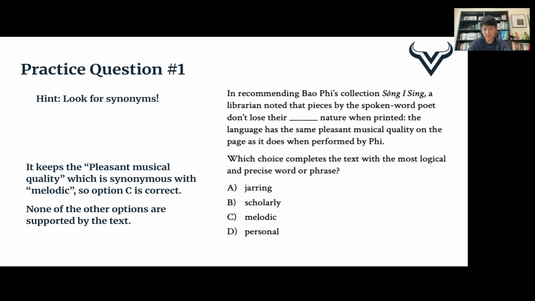So you need to find a phrase or a word in the text that you have right now that is synonymous with one of the word options, because then you know that is definitely the right option. And as you can see, apart from melodic, none of the other meanings of the words are reflected in the text.